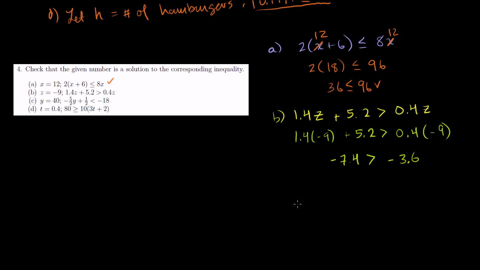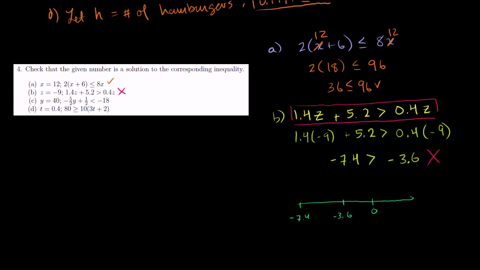If you draw a number line right here, so if this is 0, this is negative 3.6. This is negative 7.4. It's less than negative 3.6. So this is not true. I'll do it in a big red color. That is not true. Z is equal to negative 9 is not a solution of this inequality right there. It does not satisfy that inequality.